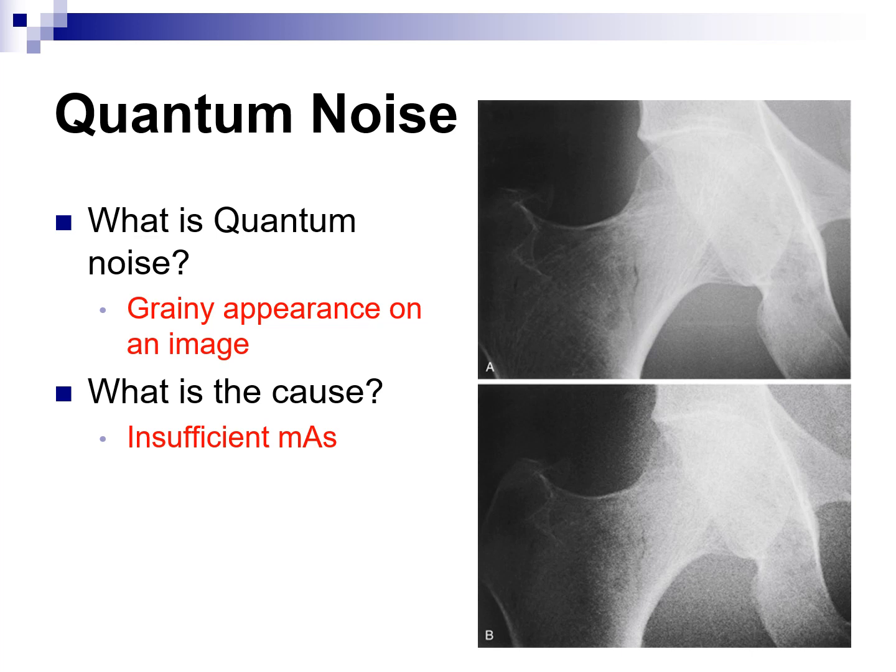So quantum noise is a grainy appearance on the image, and what is the cause? Insufficient mAs. So the image that you have that was taken below, that one has the quantum noise.